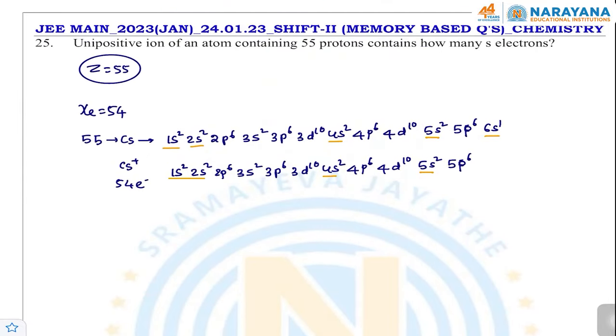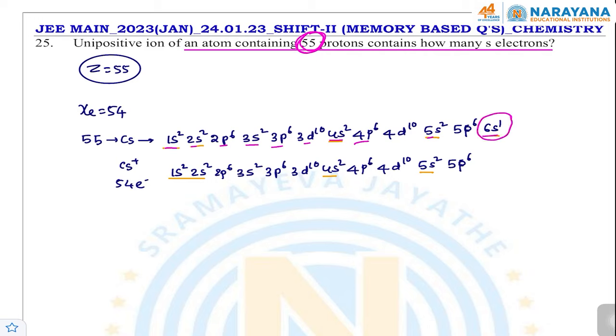The next question is, a unipositive ion of an atom containing 55 protons contains how many s electrons? You can directly write the electronic configuration for 55 protons. 55 protons means it is cesium. If you don't know cesium also, no need to find which element, you can directly write here. That is 1s2, 2s2, 2p6, 3s2, 3p6, 3d10, 4s2, 4p6, 4d10, 5s2, 5p6, 6s1 for cesium.